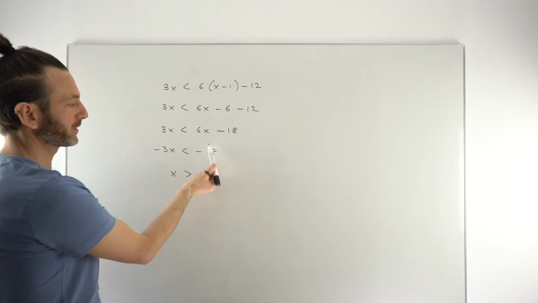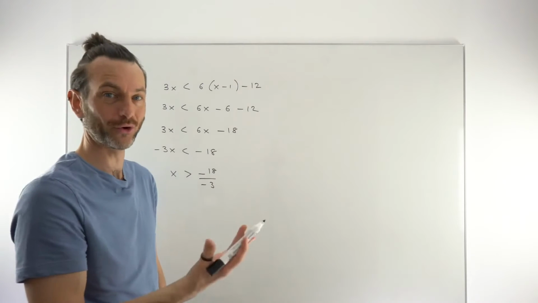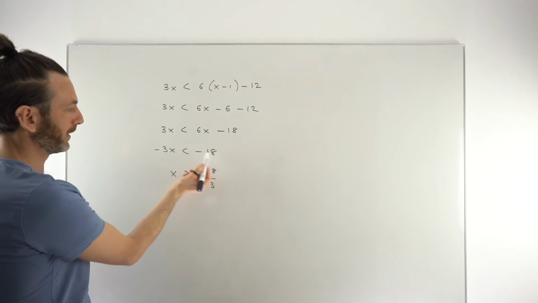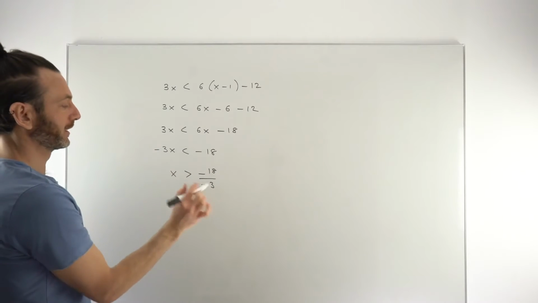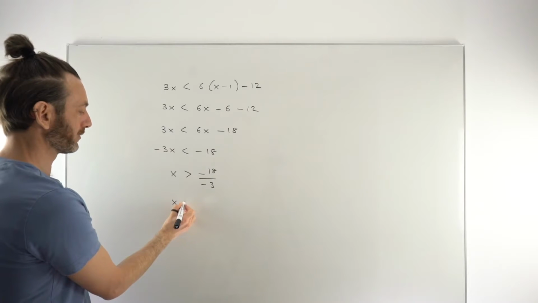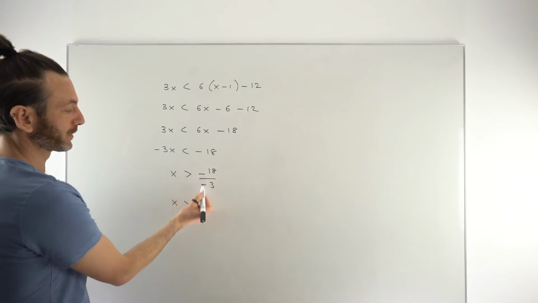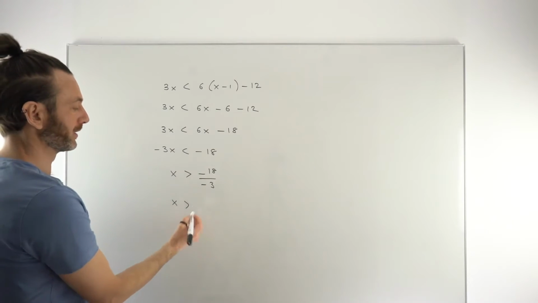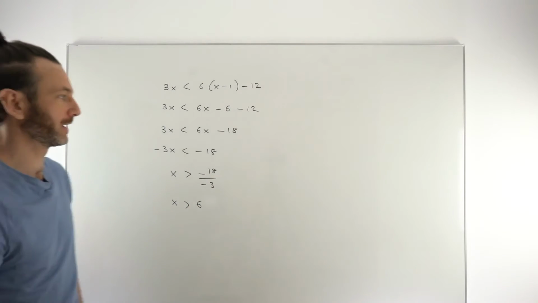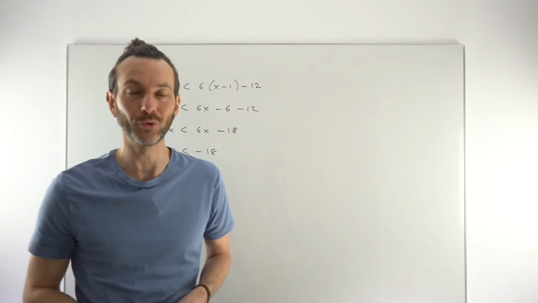It doesn't matter about this number being a negative. It can be positive or negative. It's the one you're dividing by. And if this was a positive and that was a negative, you wouldn't need to spin the sign around. It's only if that one's a negative. And then just carrying on, so we've got x is greater than, the negatives here cancel each other, and 18 divided by 3 is 6. So the final answer is x greater than 6. So it should be a fairly straightforward question.